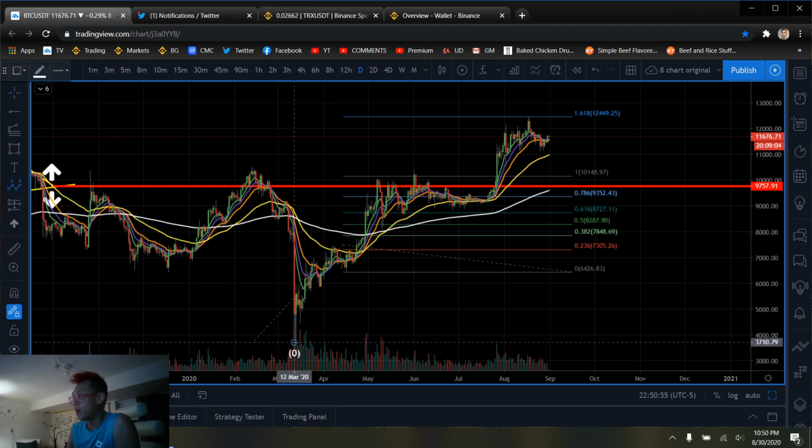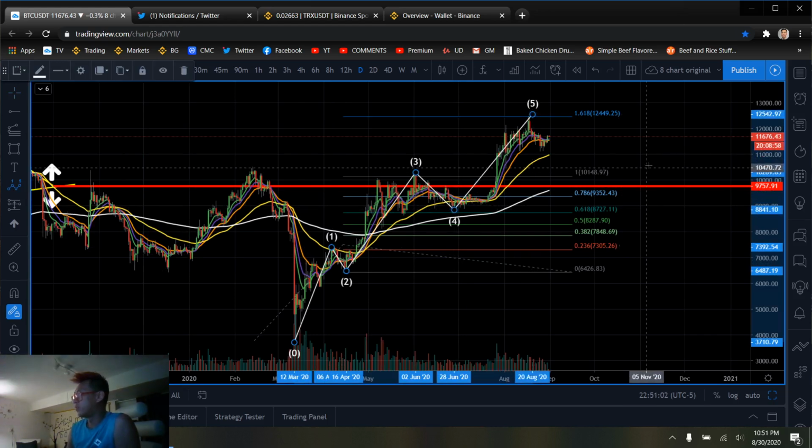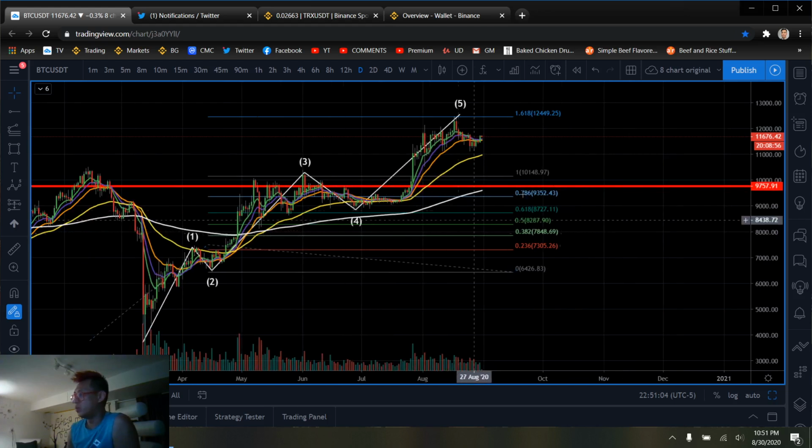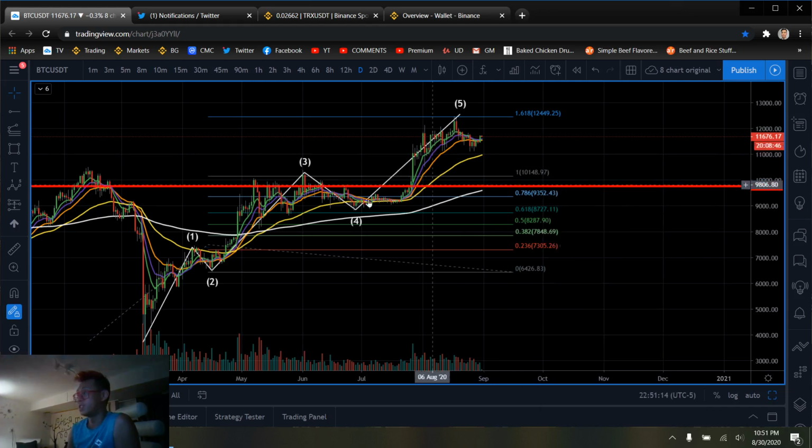So I did this as waves 1, 2, 3, 4, 5. 1, 2, 3, here's 4-ish, and that's 5, okay? And when you do that, wave 1 is exactly 1-to-1, our Fib extension, and then wave 3 is 1-to-1, and then wave 5 is 1.618. So you're getting perfect extensions right now from this particular first wave. It's a really ugly first wave, but it still worked out.